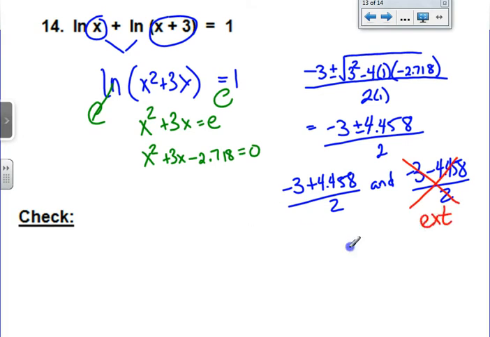But I am going to go ahead and type in negative 3 plus 4.458 and then divide it by 2. I'm going to get a gross answer, roughly 0.729. Now, when I go to plug this in to check for extraneous solutions, I know it's going to work. Unfortunately, because we rounded quite a bit when we found the e and then when we found the answer, it's not going to match 100%, but it's going to be really, really close. So that is our answer, 0.729.